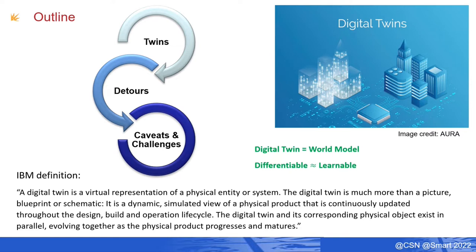A digital twin is a virtual representation of a physical entity or system. The digital twin is much more than a picture, blueprint, or schematic. It's a dynamic simulated view of a physical product that is continuously updated throughout the design, build, and operational lifecycle. The digital twin and its corresponding physical object exist in parallel, evolving together as the physical product progresses and matures. Okay, so the two key things: it's a twin, and it's continuously refined and updated. That's the starting point.